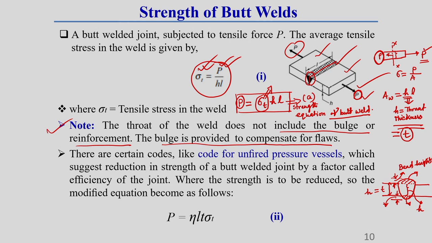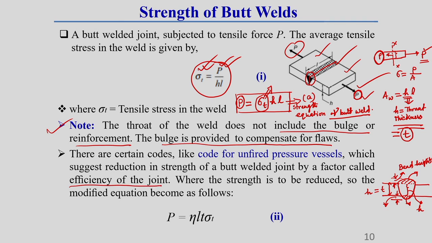Now, in case of butt weld, generally there is some sort of classification rule. There are certain codes, like the code for unfired pressure vessels, which suggest a reduction in strength of the butt welded joint by a factor. This reduction factor is called the efficiency of the joint. If we incorporate the efficiency, then this strength equation of butt weld is converted to P is equal to efficiency into L into T into sigma T. Okay.